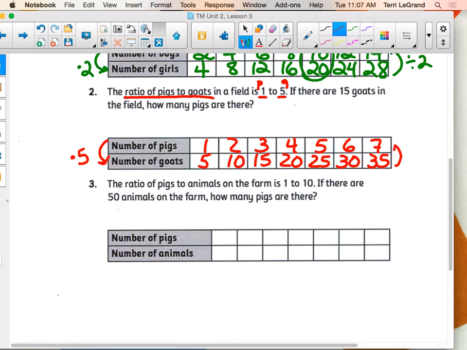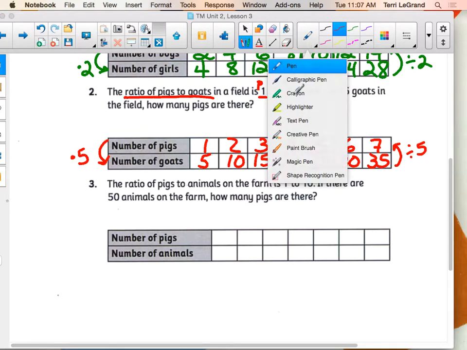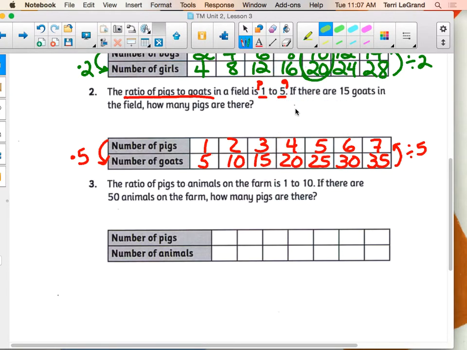And when you're going from the bottom up, you know how many goats there are, and you want to figure out how many pigs there are. You divide by 5. Okay. So that's the first thing you always want to do before you even start trying to answer the question. So then the question is, we know how many goats there are, and we're supposed to figure out how many pigs when there are 15 goats. So our table shows us, we go to 15 goats, goats are in the bottom.